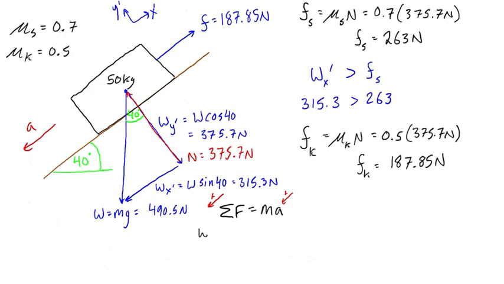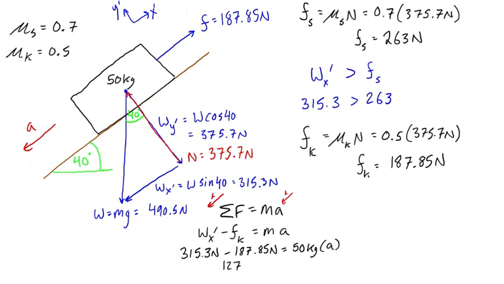So for the sum of forces, we have Wx prime, and then we subtract the kinetic friction, and that's going to equal mass times acceleration. We can plug in the numbers, so we have 315.3 newtons minus 187.85 newtons is equal to the mass, which was 50 kilograms, times the unknown acceleration. And we can just do that simplification.